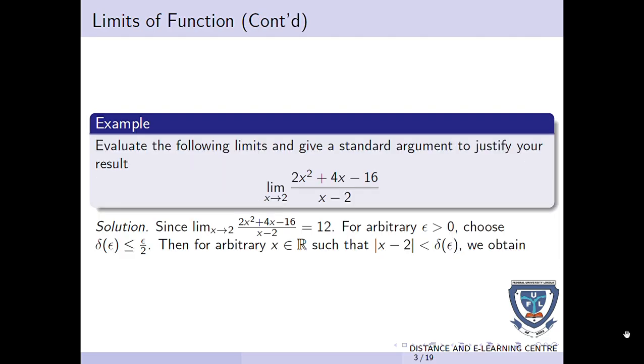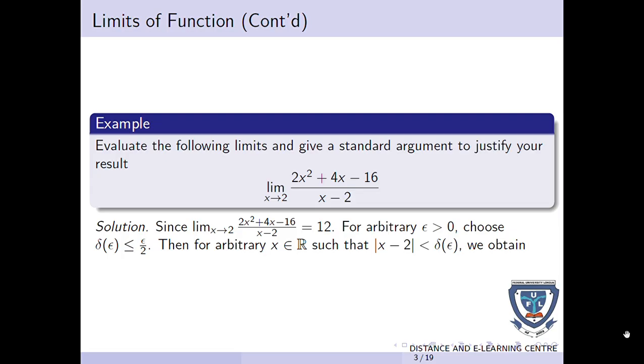Now let's take some examples. Evaluate the following limits and give a standard argument to justify your result. The limit as x goes to 2 of 2x squared plus 4x minus 16 all over x minus 2. Now how do we handle this kind of problem? You say since the limit is equal to 12, 12 is our L. For arbitrary epsilon positive, if we choose our delta, which depends on epsilon, to be epsilon divided by 2, then the limit is true.